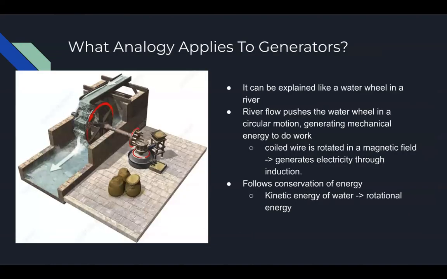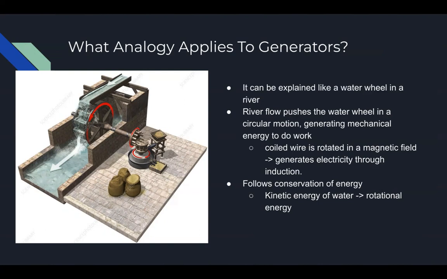Let's talk about what analogy actually applies to generators. The one that I came up with is that it can be explained like a water wheel in a river. A river flow pushes the water wheel in a circular motion, generating mechanical energy to do work. And so essentially this is how a coiled wire is rotated in a magnetic field, which generates electricity through induction.